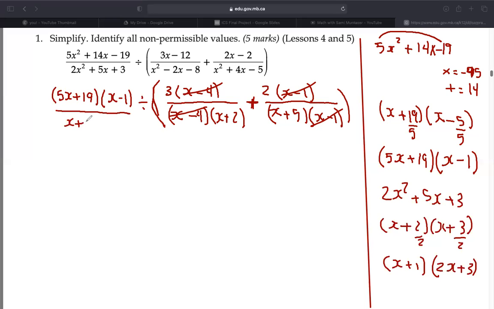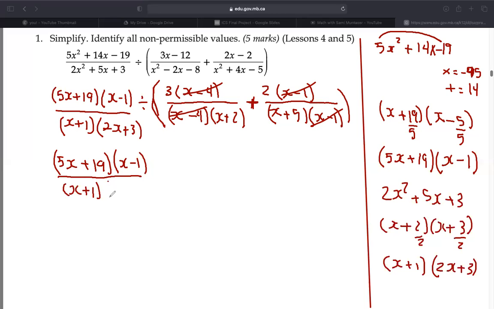x plus 1 and 2x plus 3. So now nothing reduces within this, so I'm just going to have 5x plus 19 times x minus 1 all over x plus 1 and 2x plus 3. Now this side here, divide. Here you have 3 over x plus 2 over x plus 5.